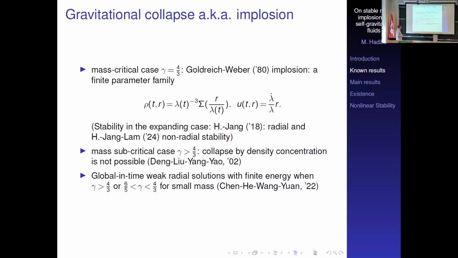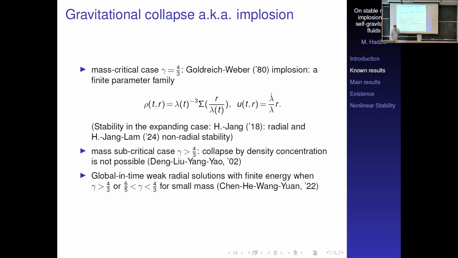Now, it's good to keep this in mind. Gamma can be bigger than 4/3, equal to 4/3, and less than 4/3. And this is the subcritical regime here. Okay, this is the critical, and then we will call this supercritical. In the subcritical case, you cannot have collapse by density concentration. And this is believable. This is a virial type argument. This goes back to like the early aughts, right?